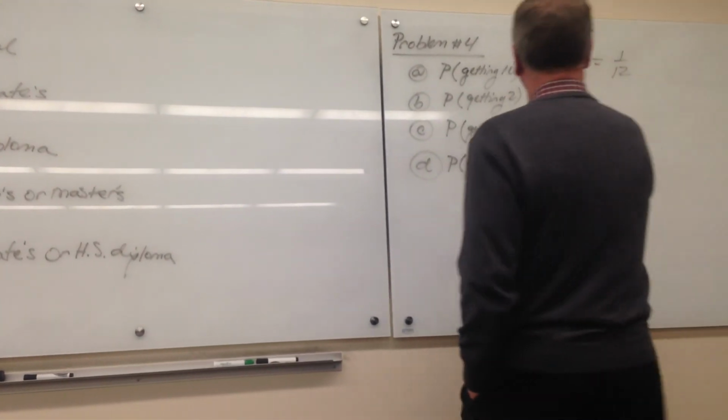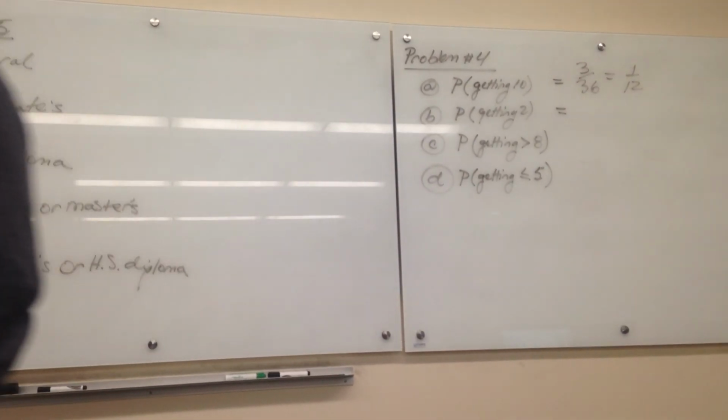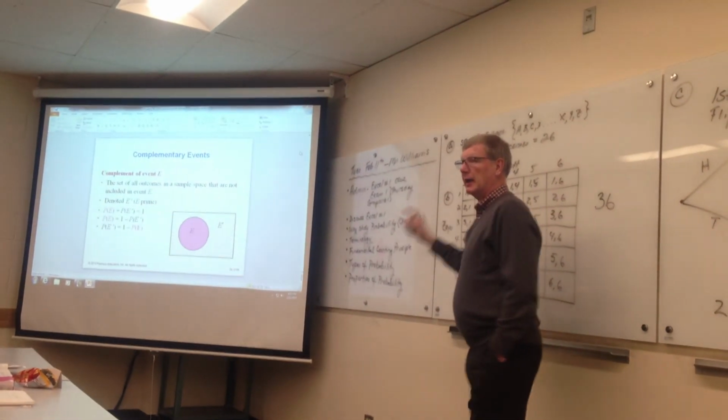How about, let's look at the second one. What's the probability I can get a 2? There's only one way to get a 2, right? I get the upper left-hand corner 1, 1, okay, and that's 1 out of 36.